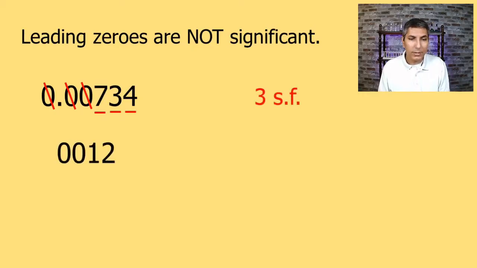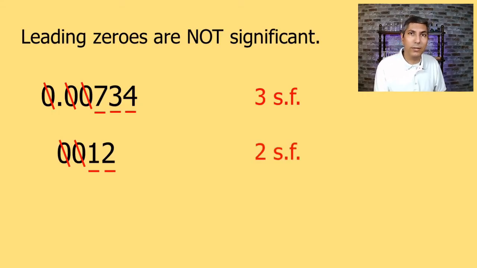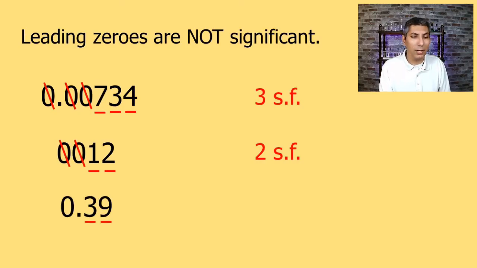How about this number, 0012? Now, most of us would not write the number 12 that way. In fact, that's kind of a goofy way to write the number 12, isn't it? I think we all know that 1 and 2 are significant, but those leading zeros are not significant. They don't represent any real measurement, do they? So this number has two significant figures the way it's written. How about this number, 0.39? Well, we know that the 3 and the 9 are significant, but that 0 on the front, that's not significant, is it? So this number has two significant figures.